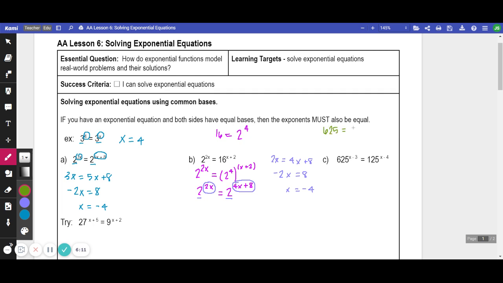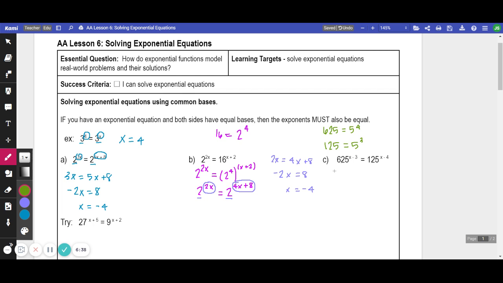I can rewrite as 5 to the 4th power. And 125, I can rewrite as 5 to the 3rd power. So the key is these bases need to be the same number. When you rewrite them, they have to be in the same base. Sometimes you'll only have to change one of them. Sometimes you're going to have to change both of them.